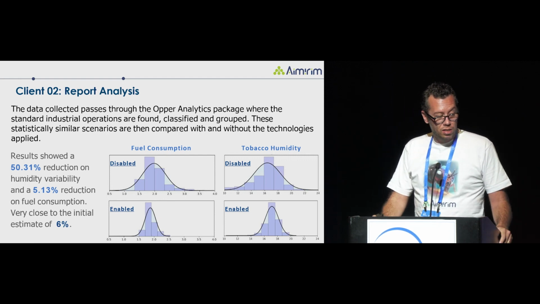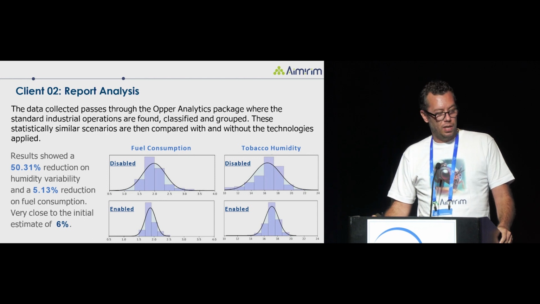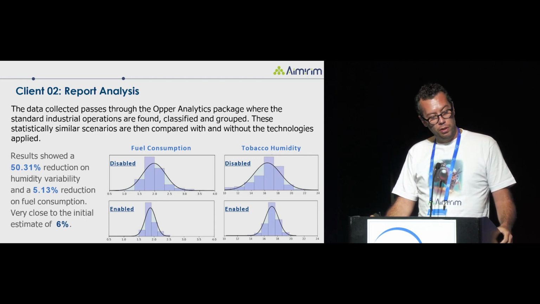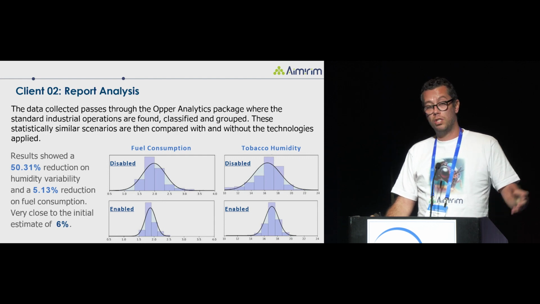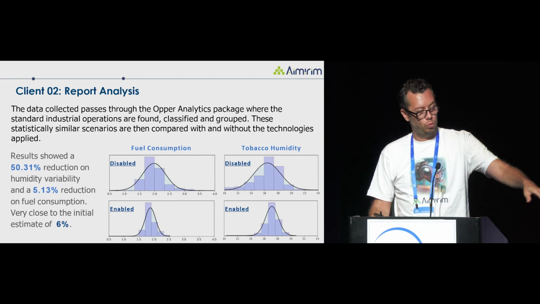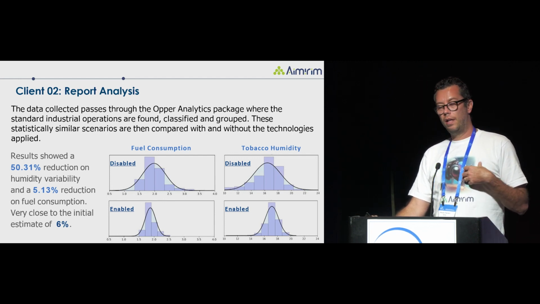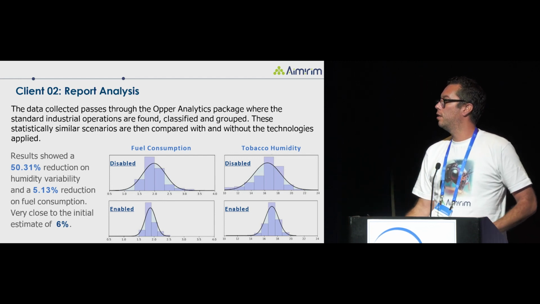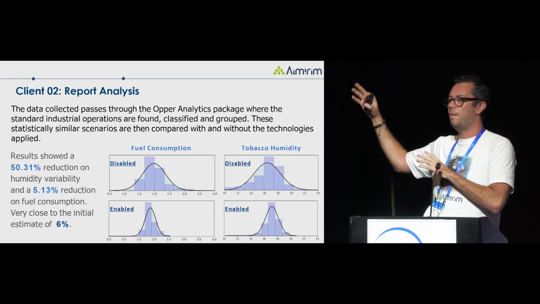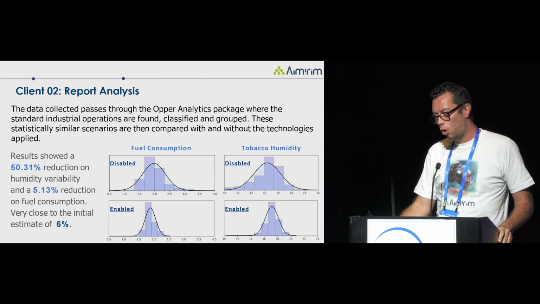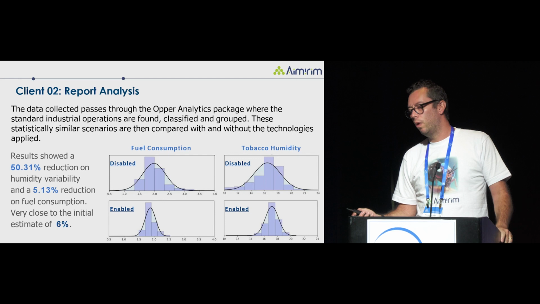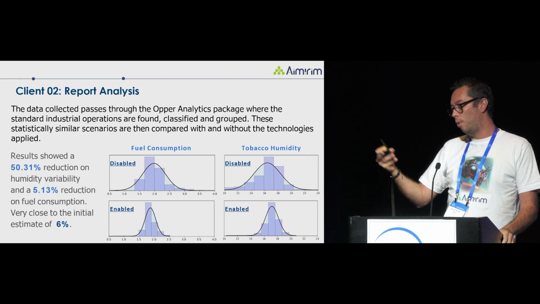And we show the results of 50.31% in variability reduction and 5.30% in fuel consumption, which is close to what we told the client. It was 6%. So this client got an ESG seal with this project. They have some steps about it. They have a goal for 2040, and they got it in 2021 because of our technology, among others.